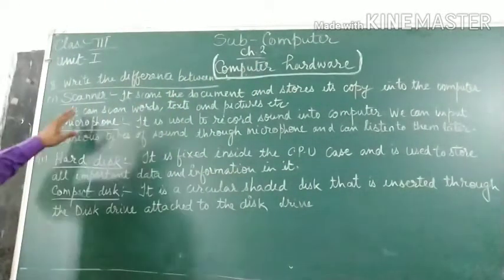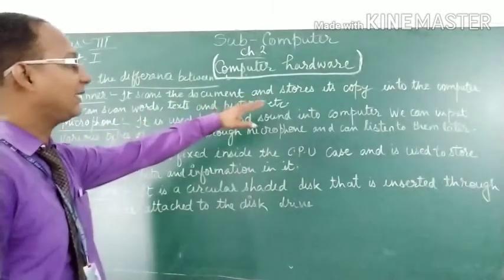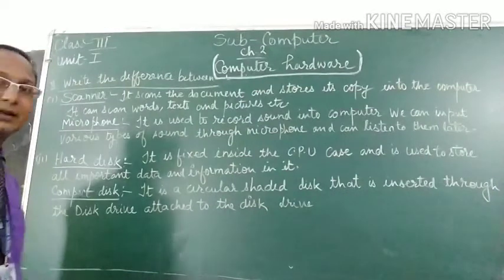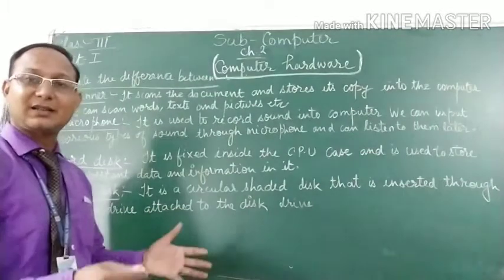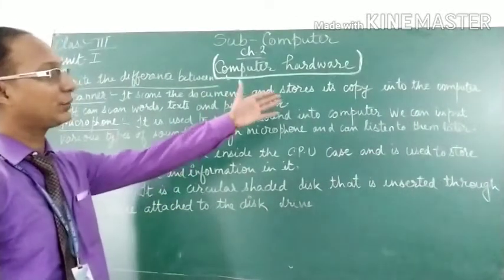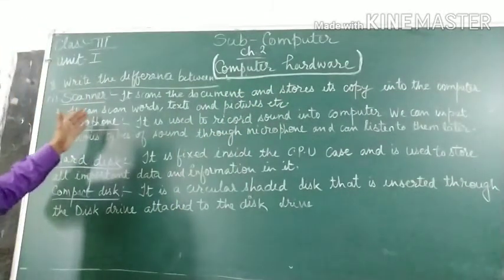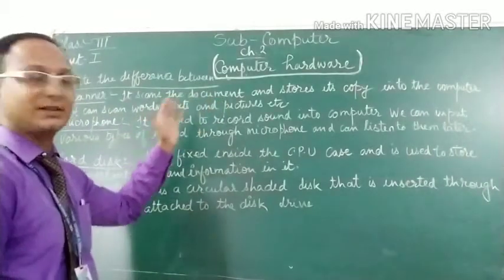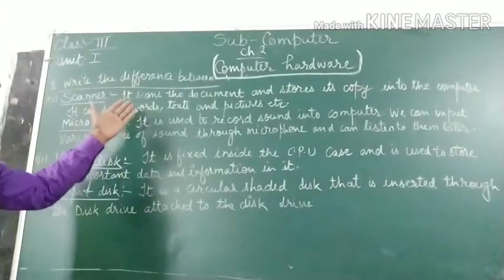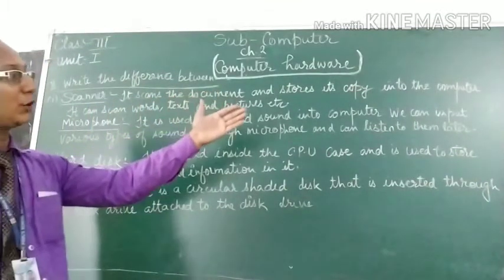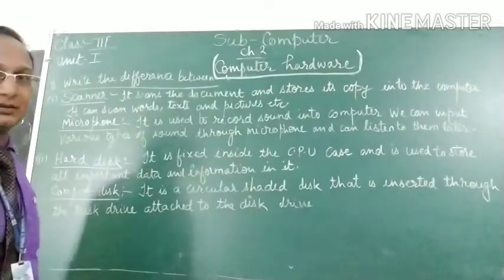So first is scanner. Let us know what a scanner is. It scans the document and stores its copy into the computer. It scans the document, sees it, checks it, saves it in the computer and stores the copy of the document in the computer. It can scan words, text and pictures. Again, it scans the document and stores its copy into the computer. It can scan words, text, pictures, etc.